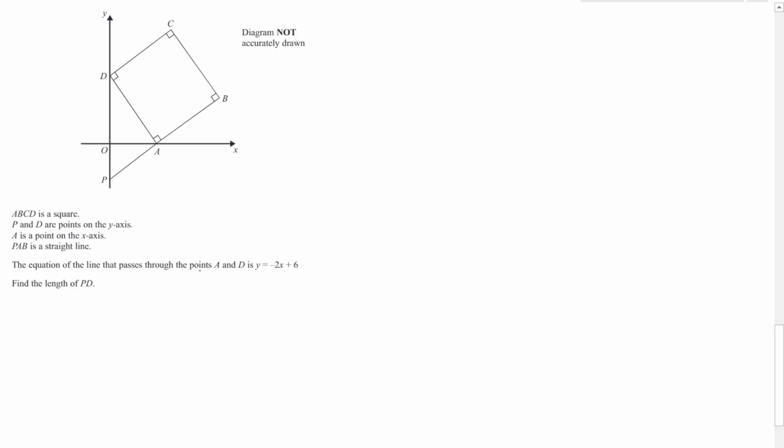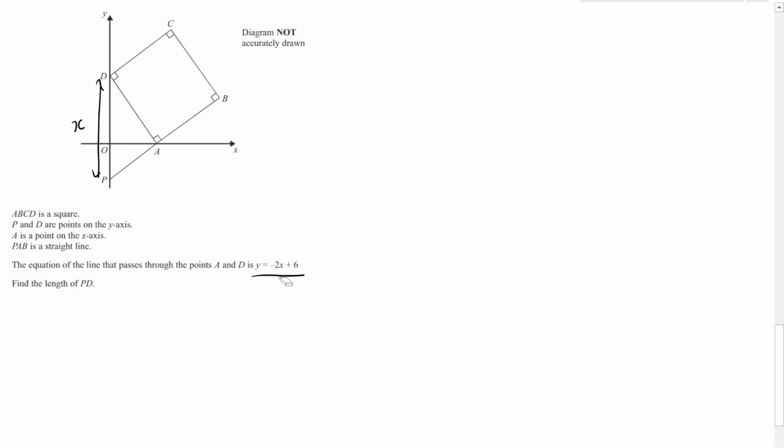The equation of the line that passes through A and D, so this line here, coming down here, is given by y equals -2x plus 6, and they want you to use that knowledge with the knowledge that this is a square and this is a straight line to work out this distance here, which I'm going to call x. Okay, so the reason this question is going to be difficult is because they've given us a minimal amount of information for us to use, and they haven't told us where the starting point is or any of that.